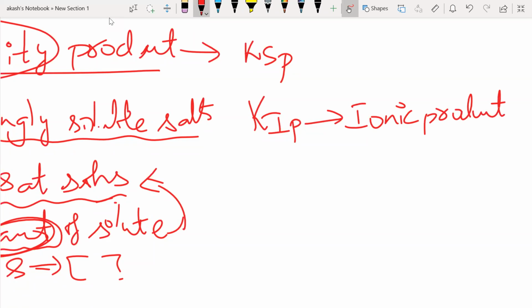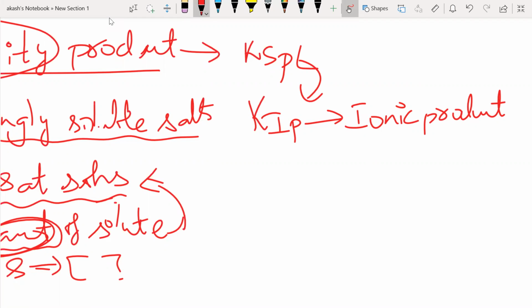Okay, KIP is what is called the ionic product. By comparing these two values, I'll be able to predict certain things. One thing is whether the solution has reached saturation or not. That one thing I'll be able to find out.